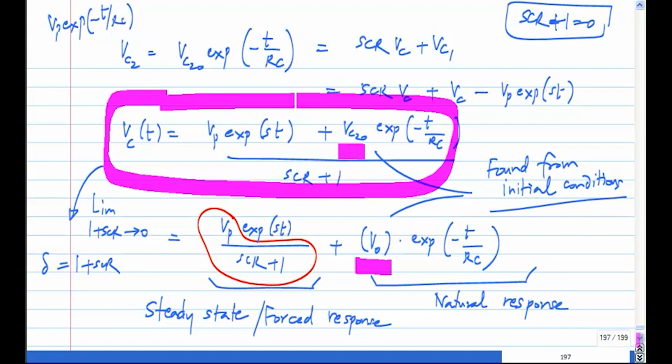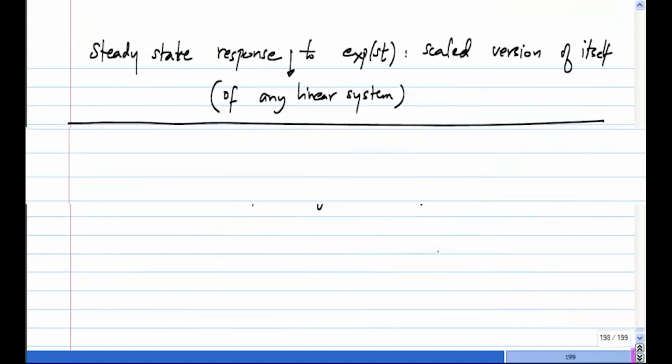But what you cannot do is, for some initial condition, you apply one input, find the total response. With the other input alone, find the total response. If you add up, you will get the wrong result. So the steady state response itself follows superposition, and the natural response by itself scales with the initial condition. So you try it out and see.